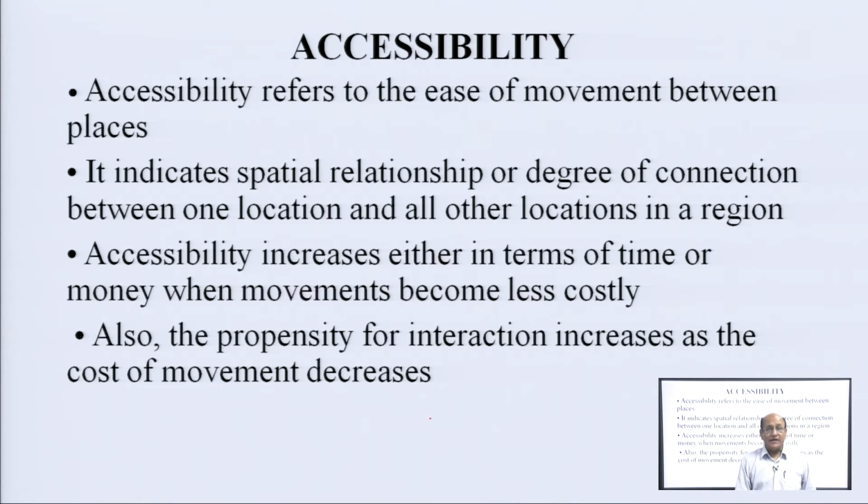So, accessibility refers to the ease of movement between places. It indicates a spatial relationship or a degree of connection between one location and all other locations in a region. Accessibility increases, either in terms of time or money, when movement becomes less costly. Also, the propensity for interaction increases as the cost of movement decreases. This is inversely proportional.